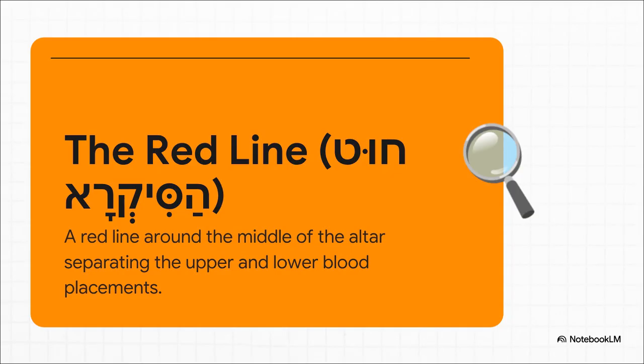So, a crucial piece of evidence comes into play. The red line. This was literally a line painted halfway up the altar. Think of it as a divider, separating offerings that were applied to the top half from ones that went on the bottom. And for our specific case, the sin offering, the blood had to go above this line. That little detail is going to be huge.